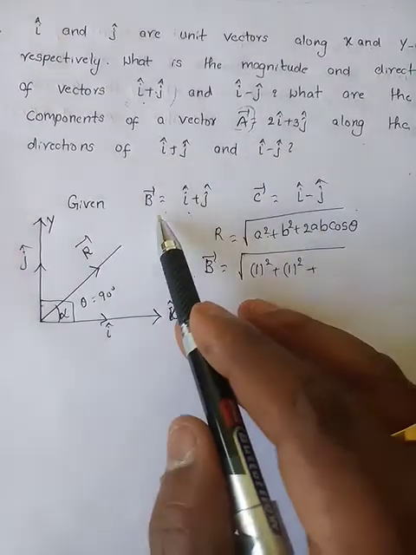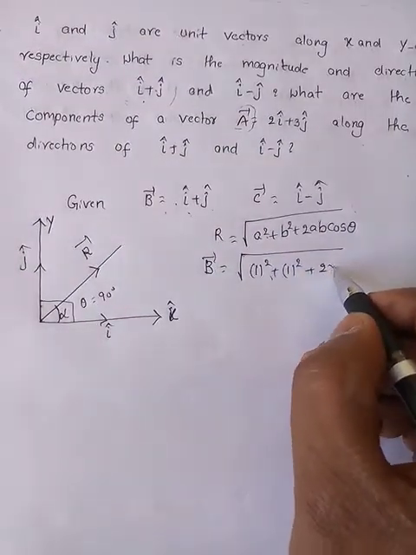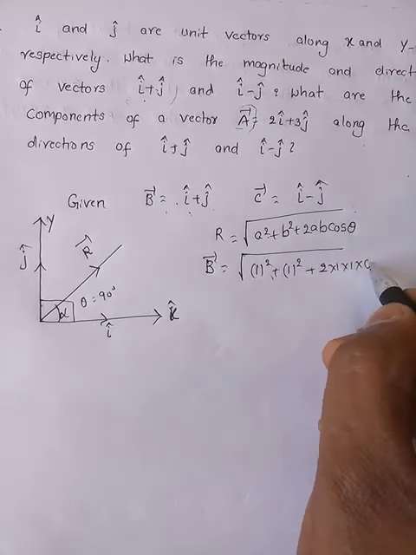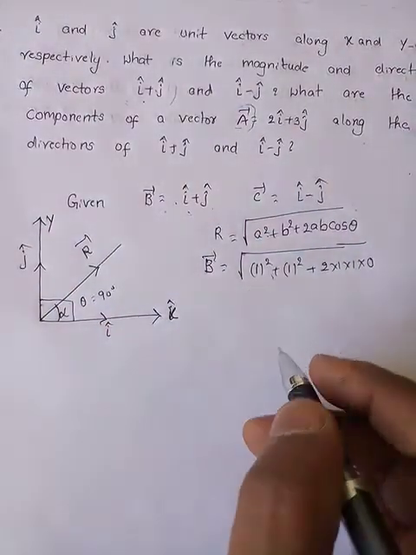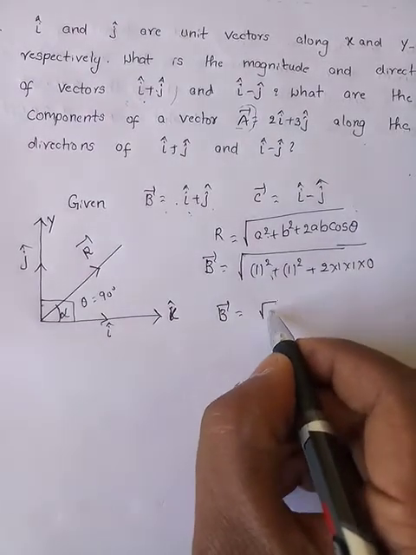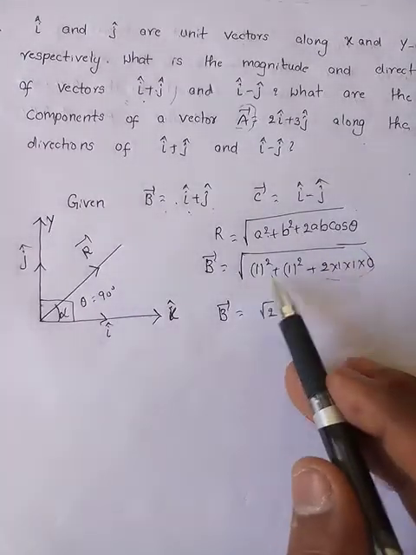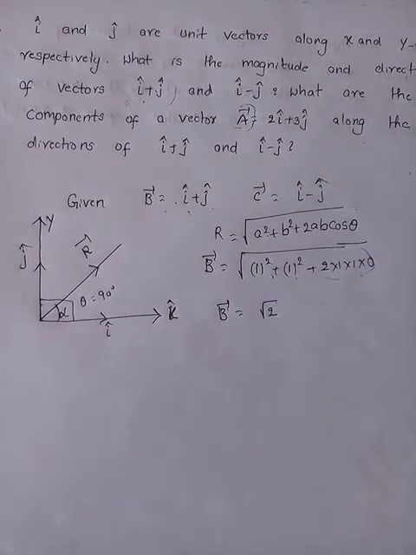So, what is magnitude of A here? 1. Magnitude of B is 1. So, 2 into 1 into cos 90, because the angle between these two vectors is how much? 90. So, the resultant of these two vectors is what? Root 2, right? Because this becomes 0, 1 plus 1, 2 under square root. So, this is magnitude of root 2.